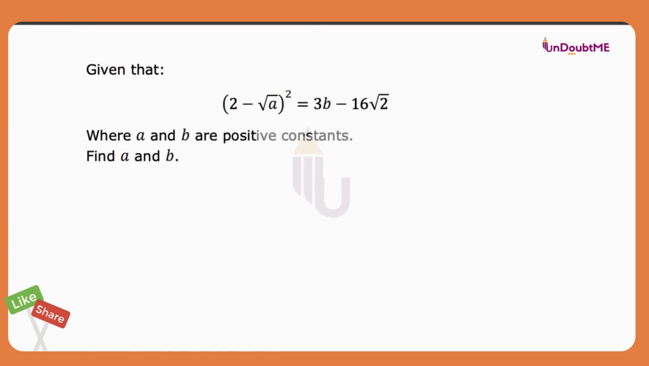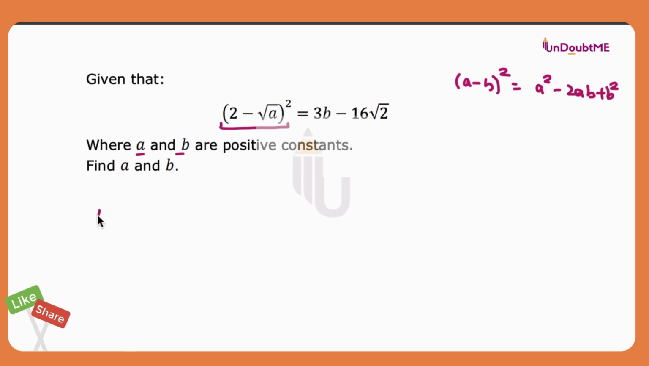Well, in this question, we have to get a and b values. It is given that a and b are positive constants, and they have given us an equation which is of the form of surds. So first thing we should do is we should just open these brackets. For that, I'll be using (a - b) whole square, that is a square minus 2ab plus b square.